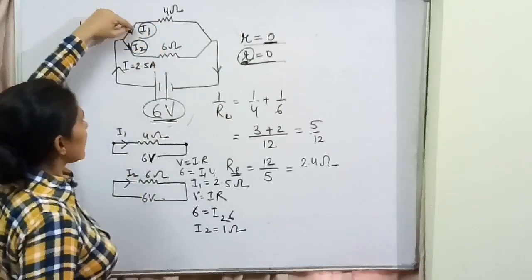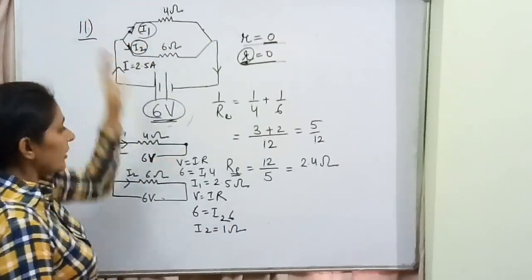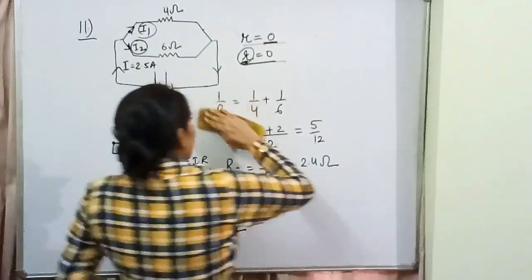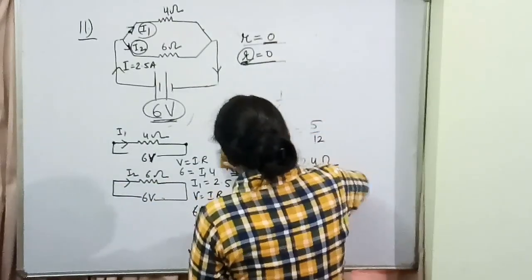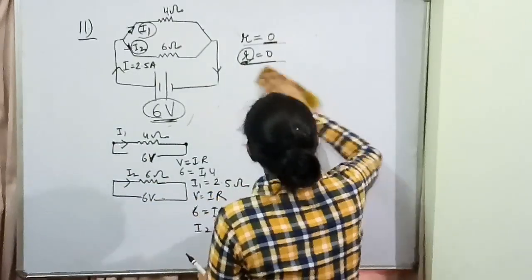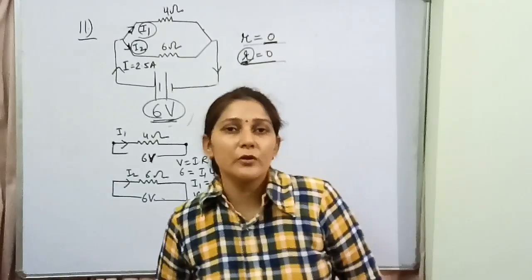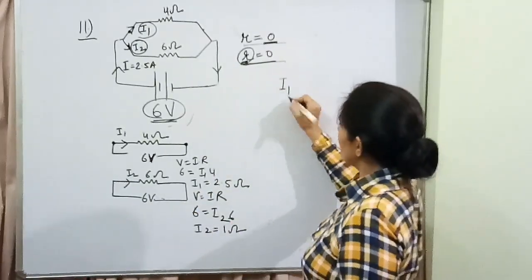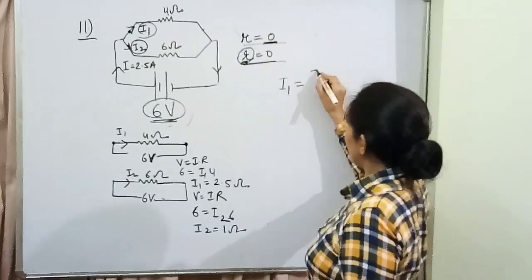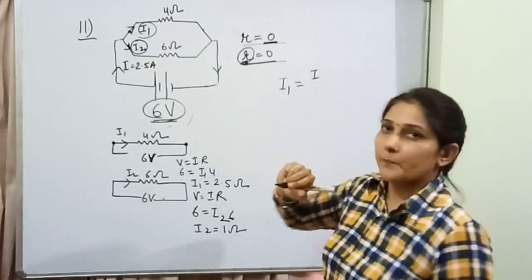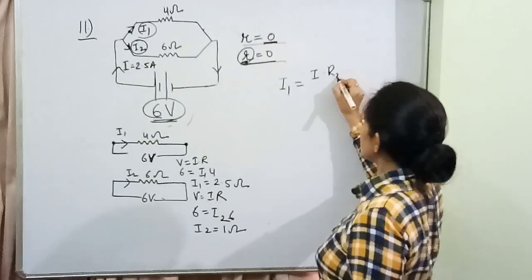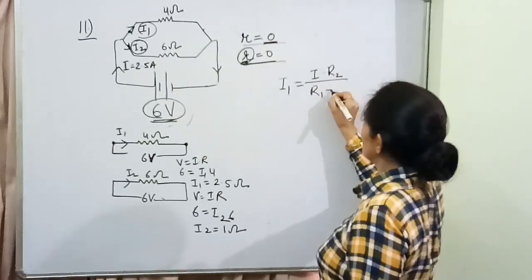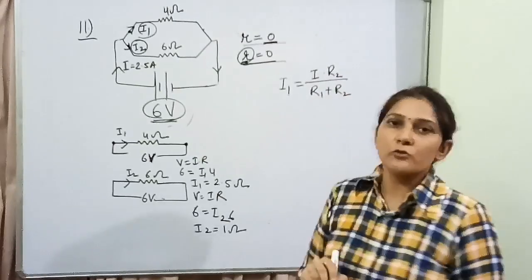ओके, सपोज इन दिस सर्किट व्हाटएवर वी डिड, यू कैन डू दैट वे. और व्हाट कैन वी डू? In the previous video, I discussed with you how to find out the value of I1, I2 or V1, V2 when two resistors are given to you. According to that, the value of I1 is given by the total current I into the second resistor divided by the sum of resistances. This way also you can find out.